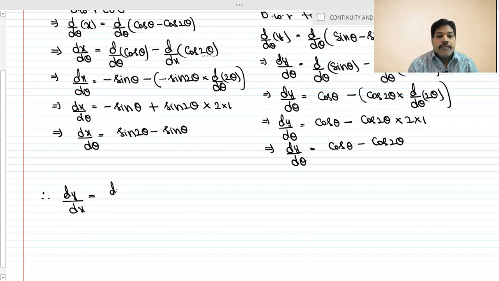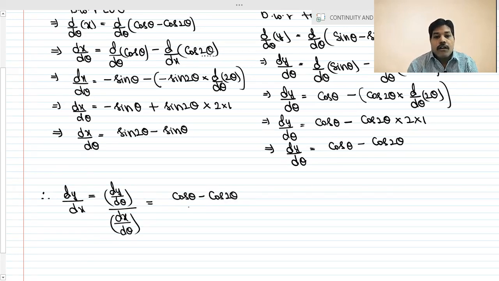You can write dy by dx as dy by d theta whole by dx by d theta. So the dy by d theta value becomes cos theta minus cos 2 theta, divided by sin 2 theta minus sin theta.